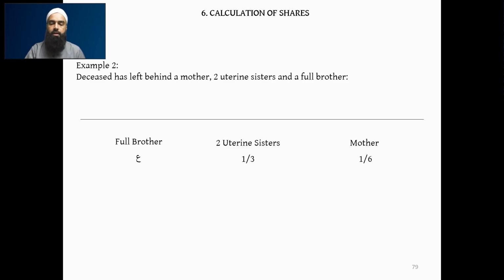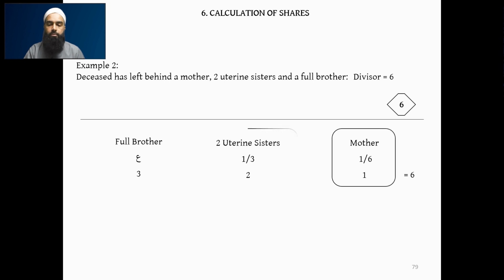Now we see that 1/3 and 1/6 are in the same group. So 1/3, 2/3, and 1/6 were from group number 2. So there are 2 fractions here that are used from the same group. So we use the highest denominator, which is 6. So we make the divisor out of 6. We give 1/6 to the mother, which is 1. 1/3 out of 6 goes to the 2 uterine sisters, so they'll get 2. And the remaining, which is 3, goes to the full brother. So that should add up to our total 6. And there we go, it's complete.